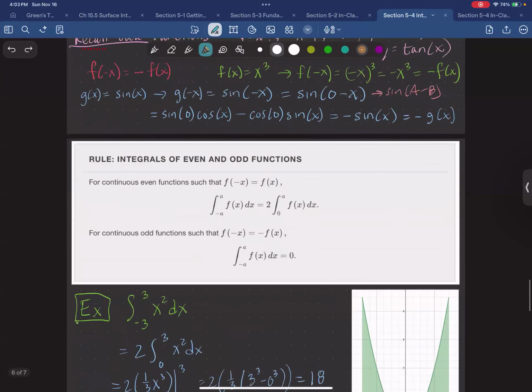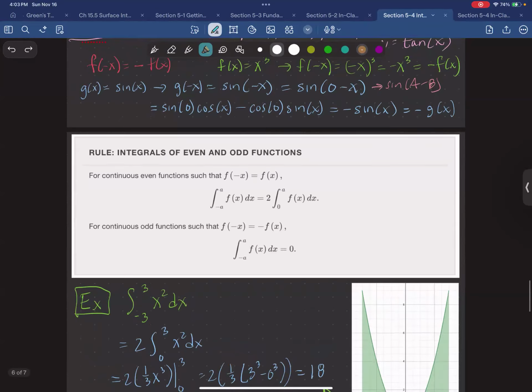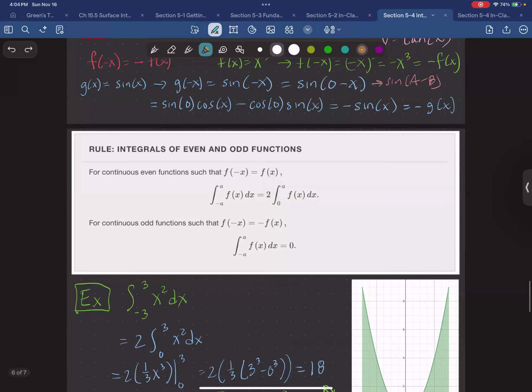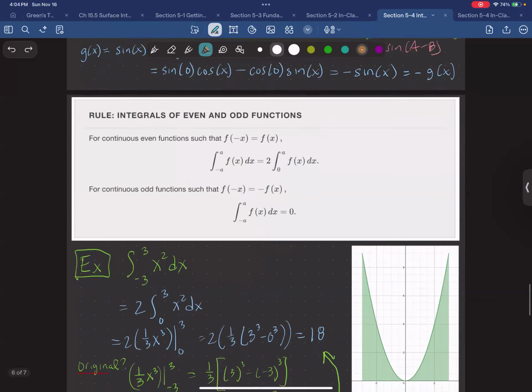We're going to do x squared both ways. So we're going to do x squared from negative 3 to 3. I start off doing this version. So I did double 0 to 3. When I integrate x squared, I get 1/3 x cubed. So I got 2 times 1/3 times 3 cubed minus 0 cubed. This ends up being 1/3 times 27 is 9. 9 times 2 is 18. We get 18.